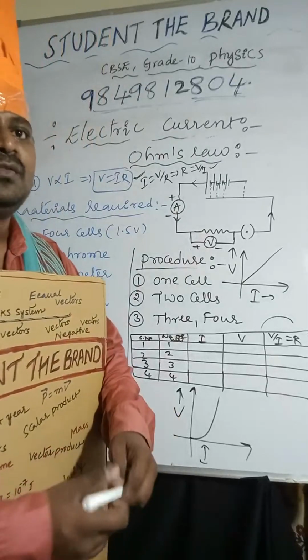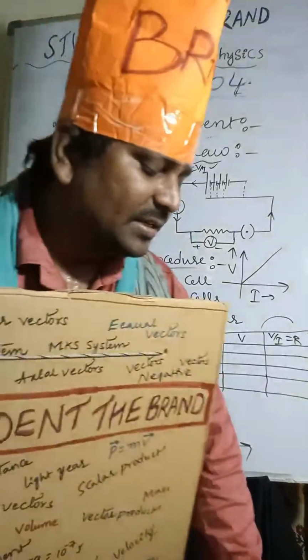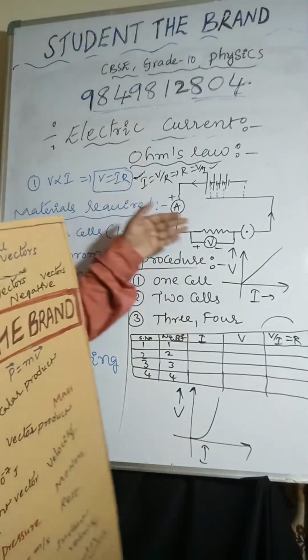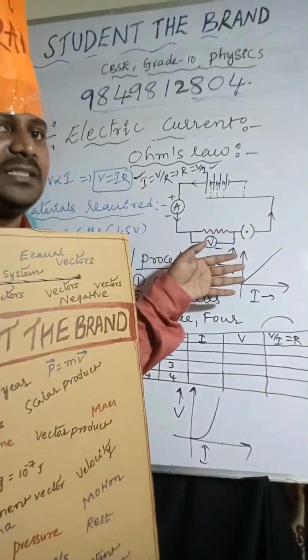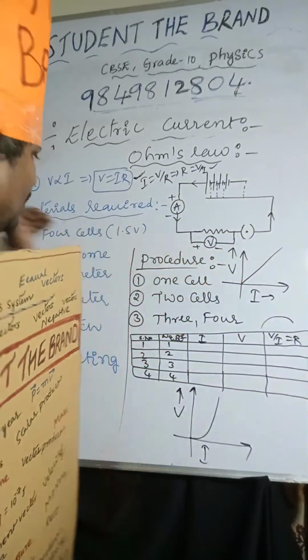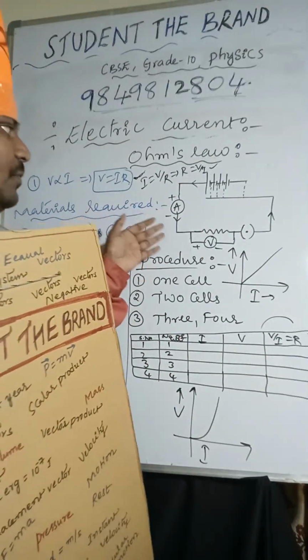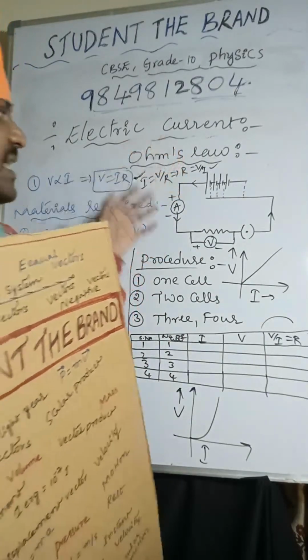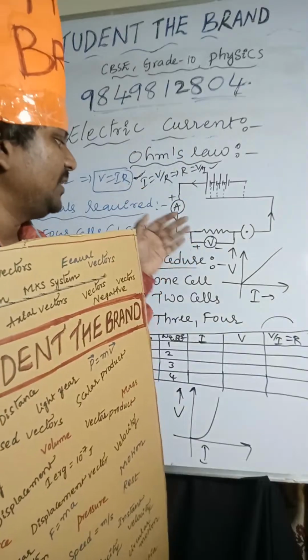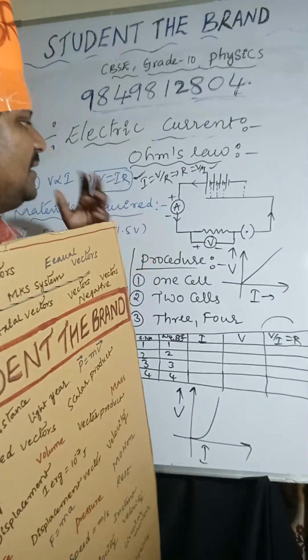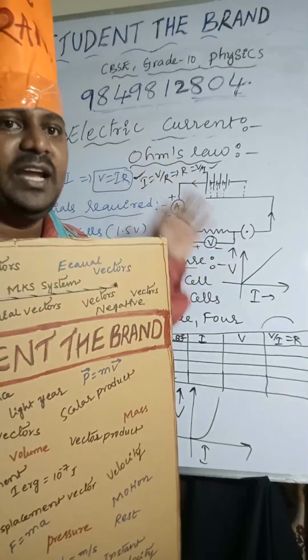Materials required: 4 cells of 1.4 volts each, a nichrome wire, which is an alloy of nickel, chromium, manganese and iron metals, an ammeter, a voltmeter, a switch, and connecting wires. Procedure: first connect one cell and note down the readings of the ammeter and voltmeter. Then connect two cells and note down the readings, and repeat the process for 3 and 4 cells.